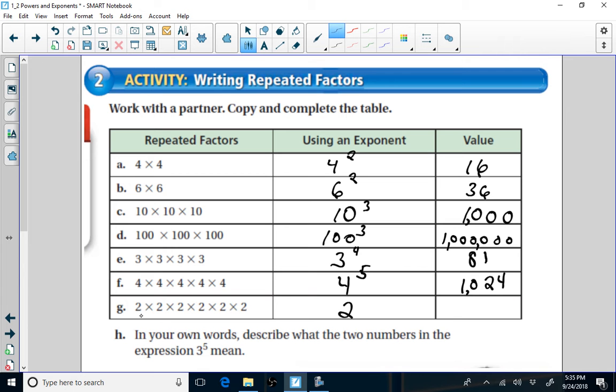And our last example, our base number is 2. 2 is being used as a factor 1, 2, 3, 4, 5, 6 times. So our exponent is going to be 6. And now if I evaluate that expression, 2 times 2 is 4, times 2 is 8, times 2 is 16, times 2 is 32, times 2 is 64.